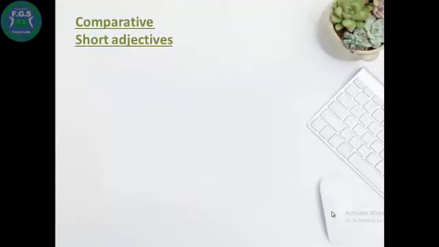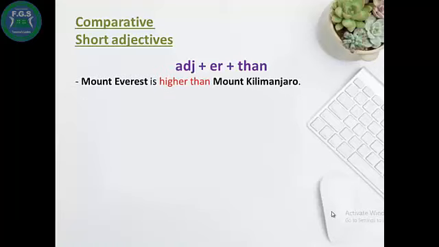Comparative short adjectives: adjective plus er plus than. We add er to the short adjective to form the comparative form. Mount Everest is higher than Mount Kilimanjaro. We put er to the adjective high. The Nile is longer than the Amazon.